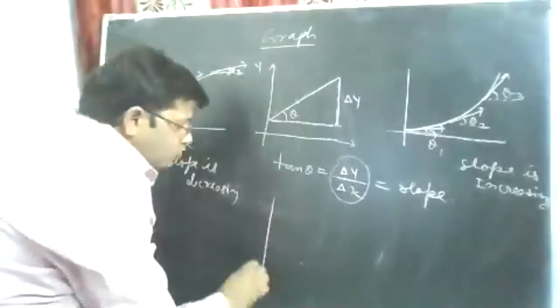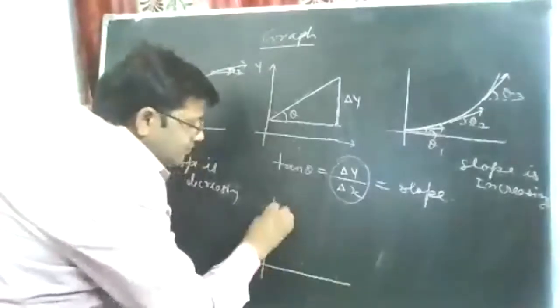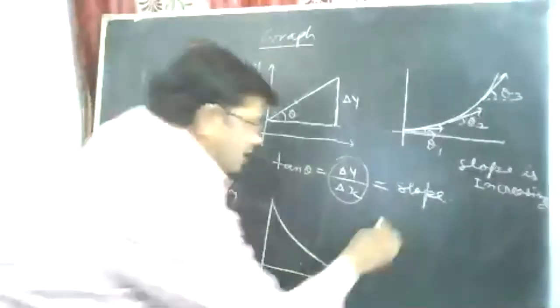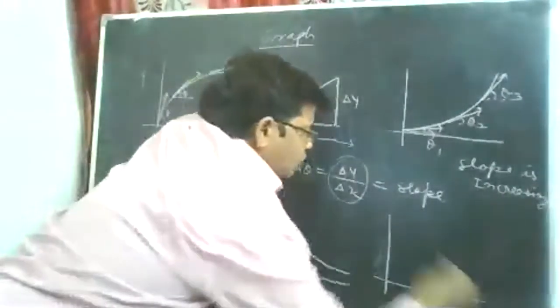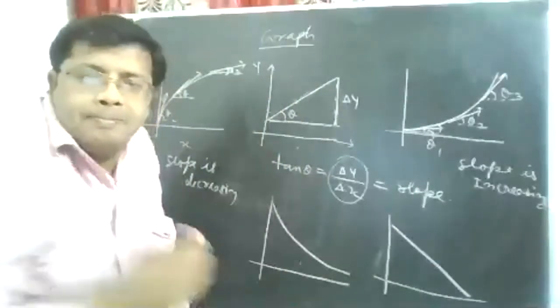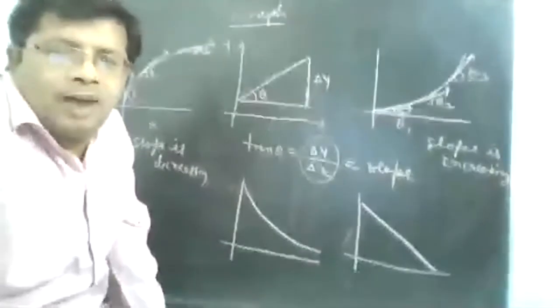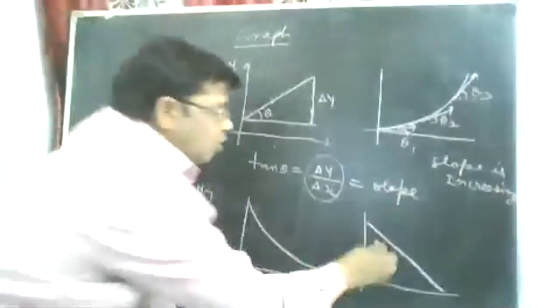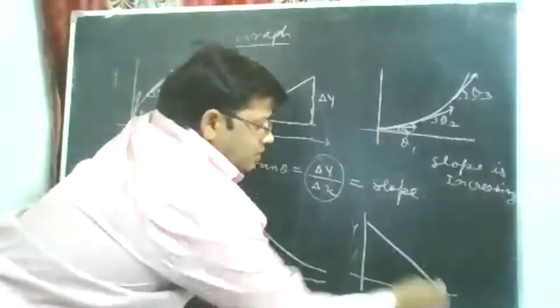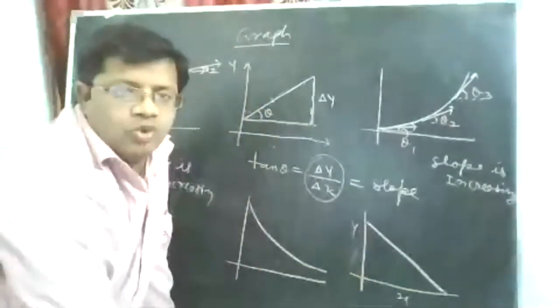Now what can you say about this angle? Is this slope negative or positive? Tell me about this slope. This is uniform. Beta, what do you see about this slope? The slope is uniform but negative.